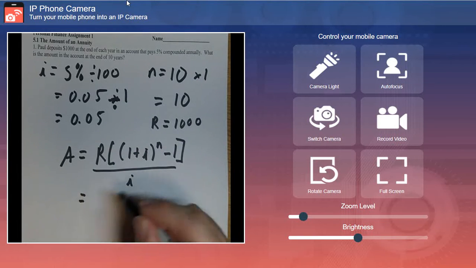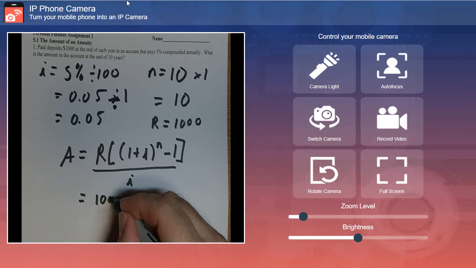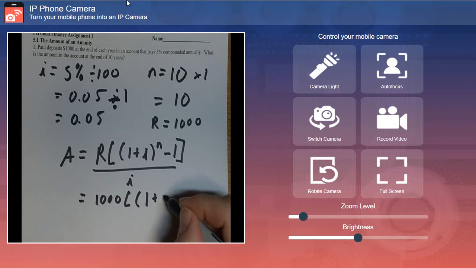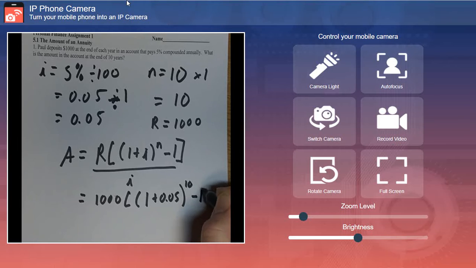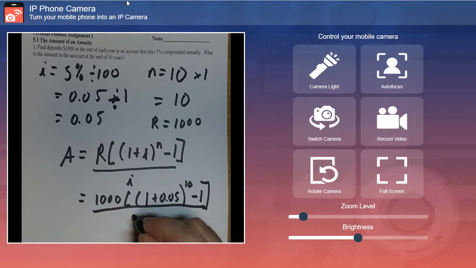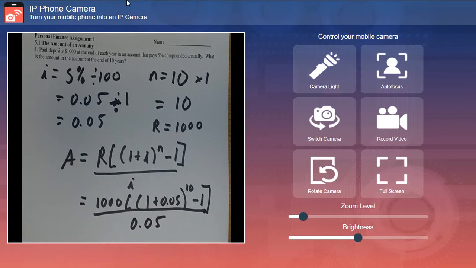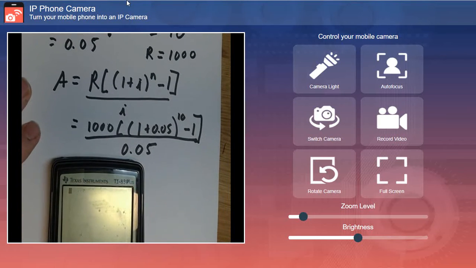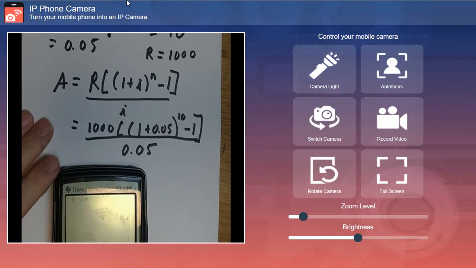And I sub in the values. So R is 1,000, 1 plus I, so 1 plus 0.05 to the power of N. So that's to the power of 10 minus 1, all over I, so all over 0.05. Now at this point, I get my calculator out. That whole equation I see, I type it into my calculator. So let the calculator do all the work.